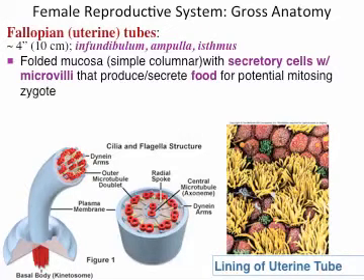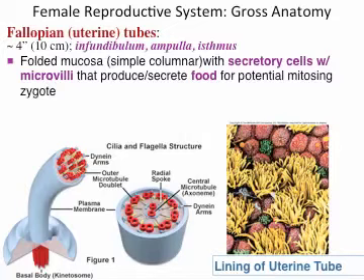If you looked inside the fallopian tube, you'd see a folded mucosa with simple columnar cells, secretory cells in there. The simple columnar cells with secretory activity would have microvilli, which increase the surface area so that they can make and then secrete food for the potential zygote that would be undergoing mitosis.